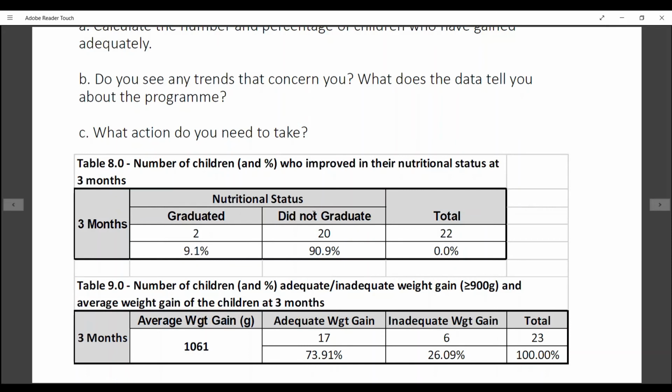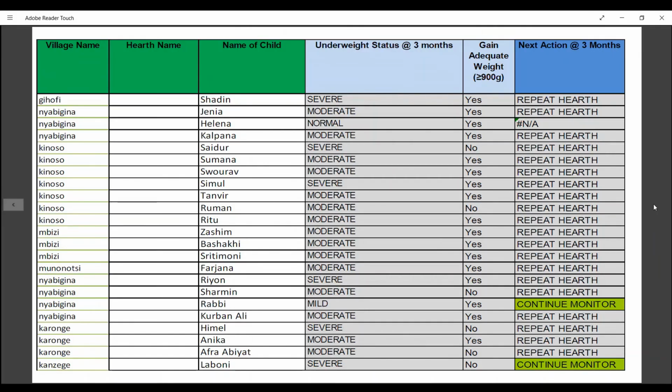What other action needs to be taken? Remember that at 3 months, it's our graduation period. It's when we decide who is going to repeat HEARTH, and who is going to continue follow-up and monitoring at household. If you're using an Excel spreadsheet database or the online platform, you will see the recommendation of who should repeat HEARTH or who should continue monitoring. This is based on the nutrition status and the weight of the child after 3 months into the program.